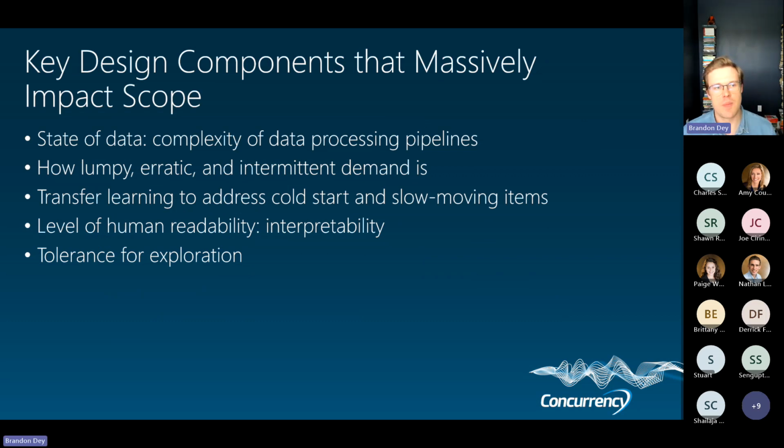Okay, so what are some of the things that affect the scope of doing these things? So the state of the data, these things are driven and powered by data. And so primarily, how complicated is your data processing? What needs to happen from a data processing standpoint in order to make use out of the data?